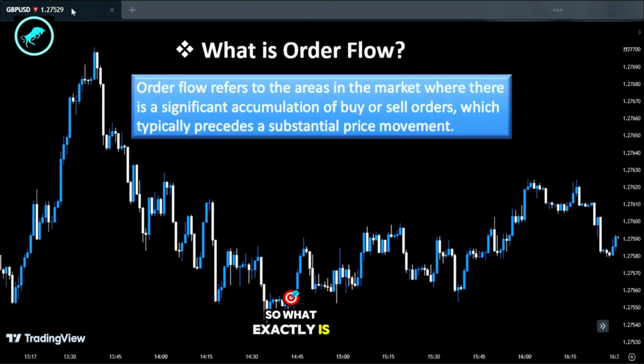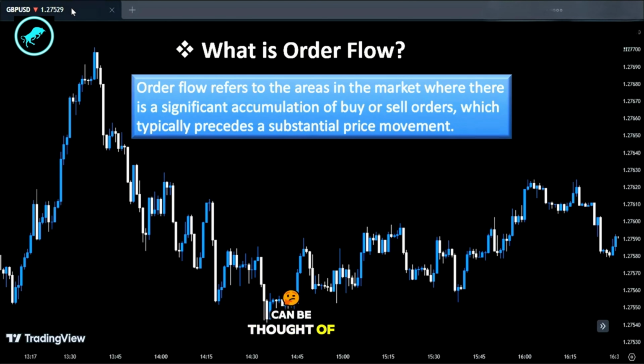So, what exactly is order flow? At its core, order flow refers to the areas in the market where there is a significant accumulation of buy or sell orders, which typically precedes a substantial price movement. These areas are crucial because they often indicate the intentions of large market participants, such as institutional traders and hedge funds, who have the power to move the market. Order flow zones are typically located where the price shows a strong reaction, either by rallying sharply or plummeting, following a period of consolidation or a retracement.